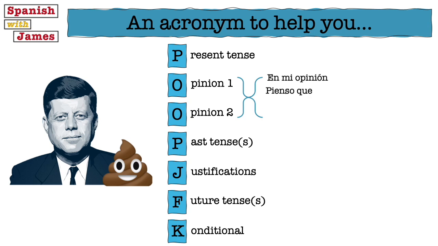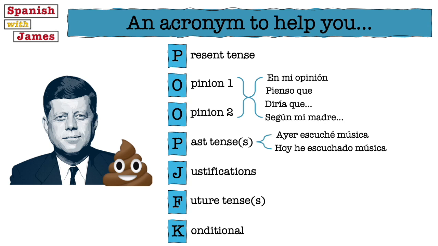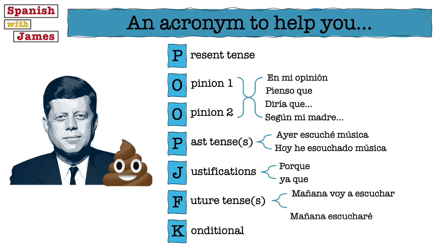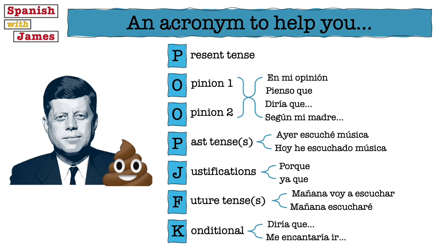So again, for our opinions, we can use these sorts of opinion phrases. The past tense, we can use different tenses, the perfect, the preterite, or even the imperfect tense. We can give our justifications, a couple of future tenses, and for the conditional, you can get the conditional in there just by using the opinion phrase, diría que, I would say that. But if you want to be more explicit in your use of the conditional tense, you could say, for example, on the holiday topic, me encantaría ir a Francia, a Jamaica, or anything else, me encantaría comer una pizza mañana. Using me encantaría with an infinitive is an easy way to make sure you get a conditional tense in there as well.